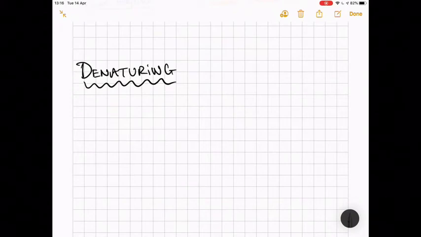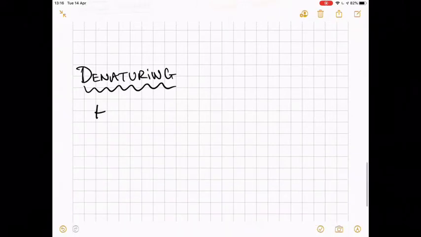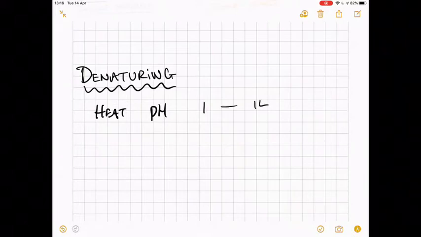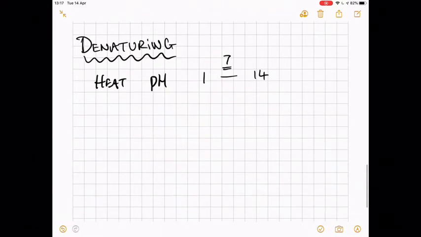Okay, the next important feature of enzymes that we've got to mention that is across spec boards is denaturing. And what denaturing means is that under extreme conditions, namely heat or extreme pH values. So if you're not happy with what pH means, it means the level of acidity or alkalinity of a solution. So remember, the pH scale goes from 1 to 14, 7 being neutral. So in really extreme pHs, i.e. really low or really high, the enzyme will denature. But what does denature mean?